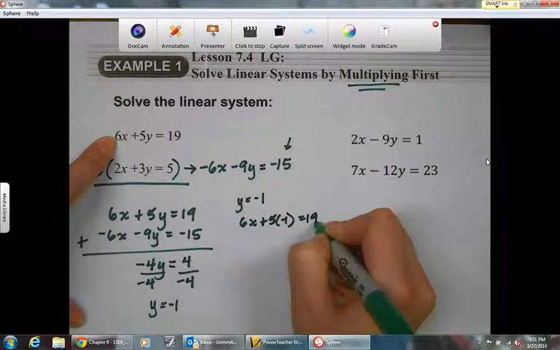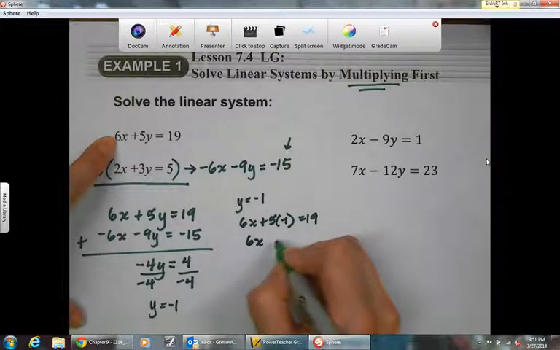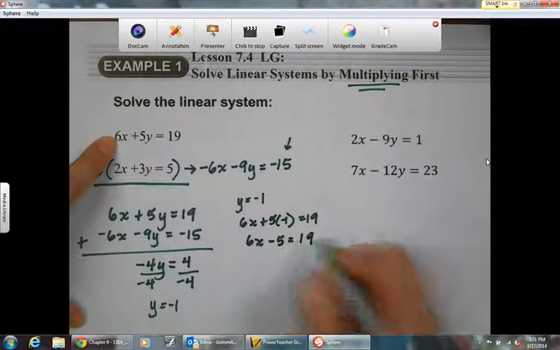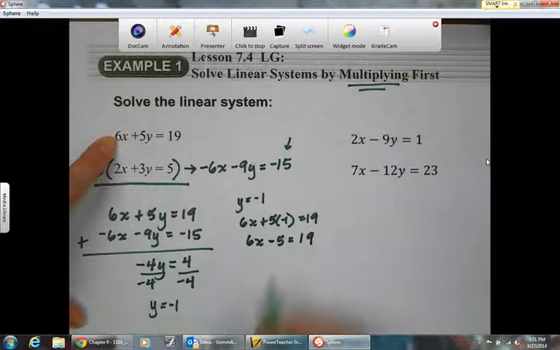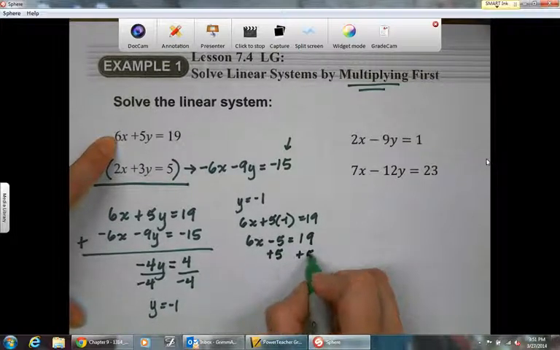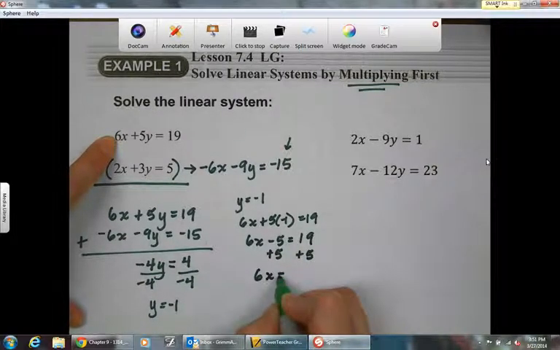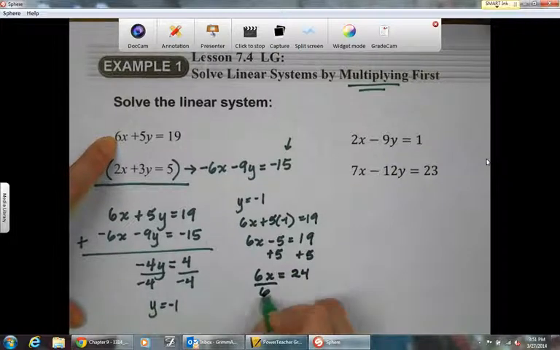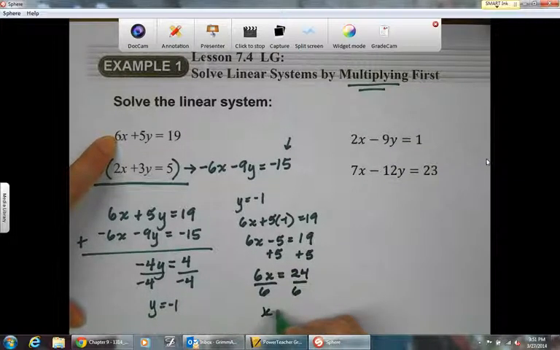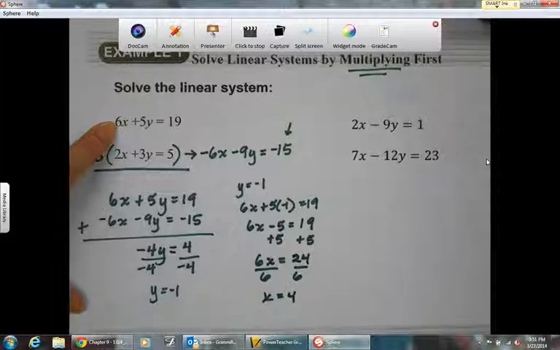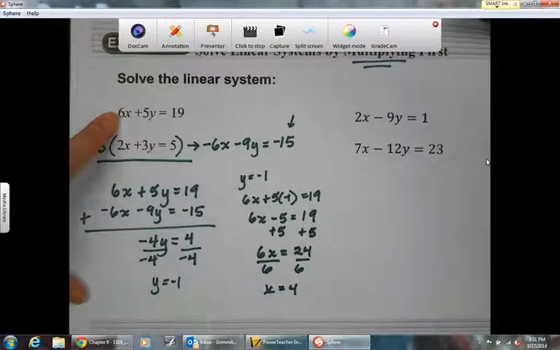I have 6x, this would be negative 5. I'm going to add 5 to both sides. So I get 6x equals 24. Divide both sides by 6, and x equals 4. Then I'm going to go back and put that into my ordered pair, which would be 4, negative 1.